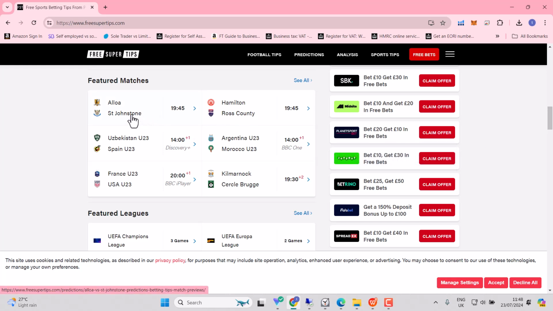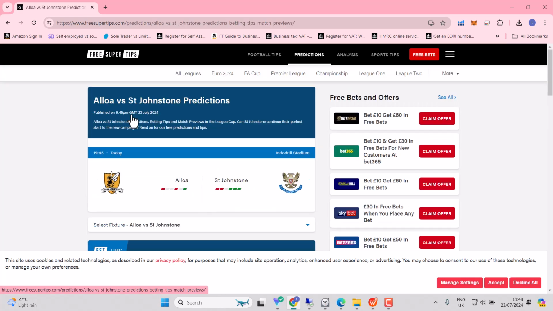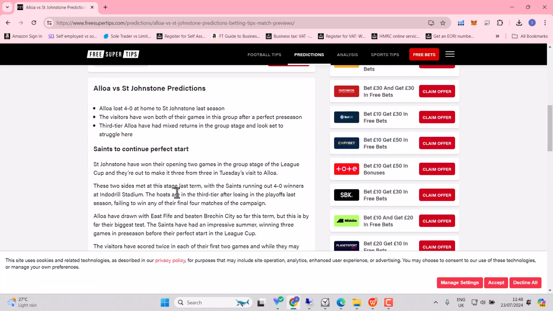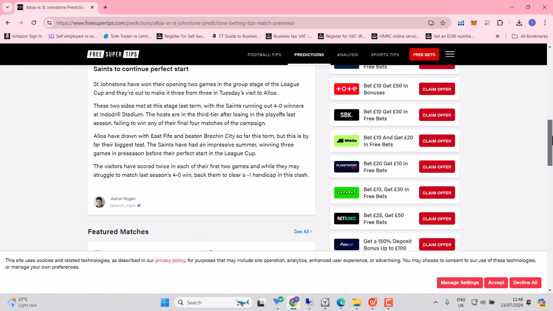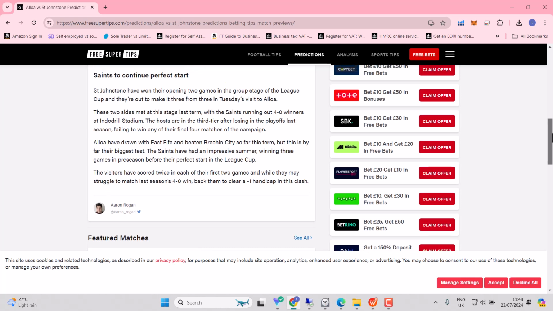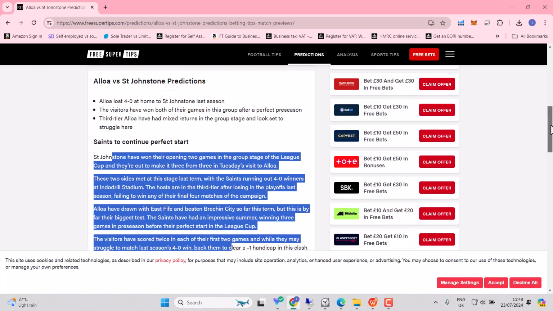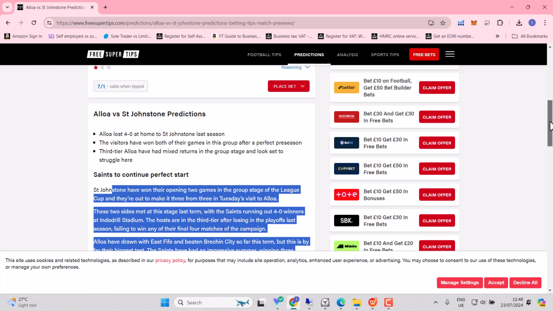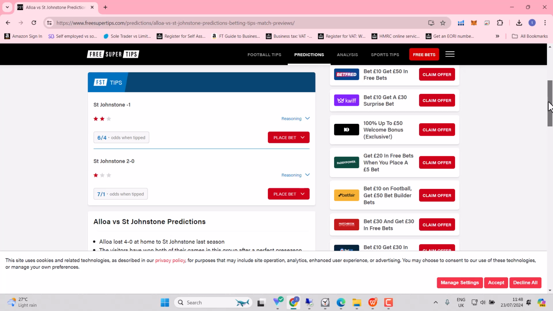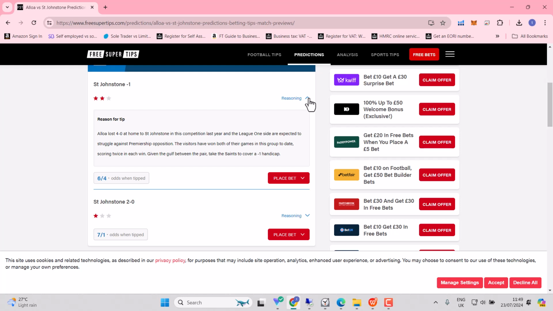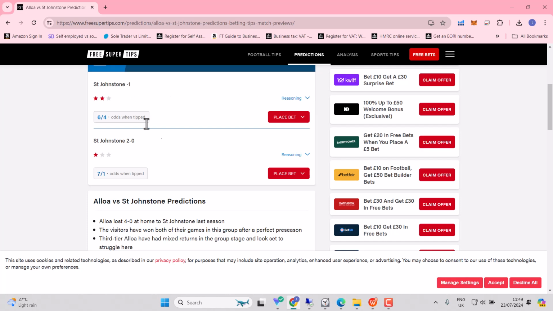So if you fancy a tilt at the Scottish League Cup, you can just have a quick look at some pretty decent research. I don't know if Aaron Rogan has a good record, but if you agree with what Mr. Rogan has said, then that might give you some confidence in placing a particular bet on a particular scoreline. You've got the reasoning here as well. Alloa lost 4-0 at home to St Johnstone in this competition last year. So -1, Asian handicap. So if you like the reasoning, have a go. This is why I call it a sounding board.